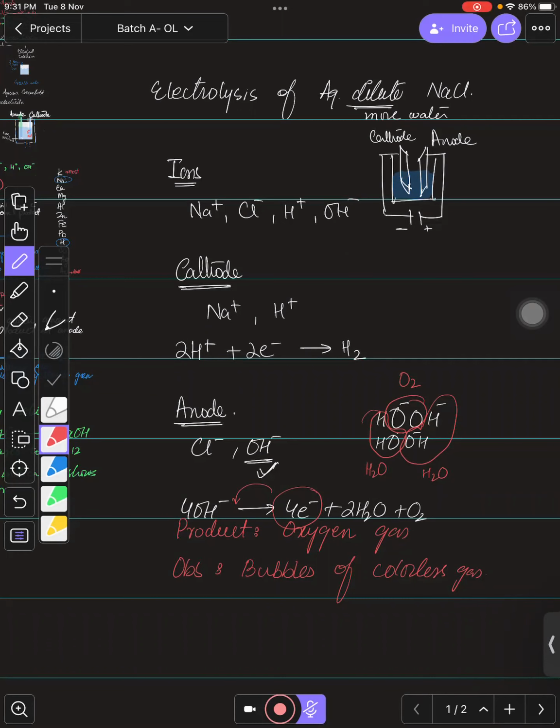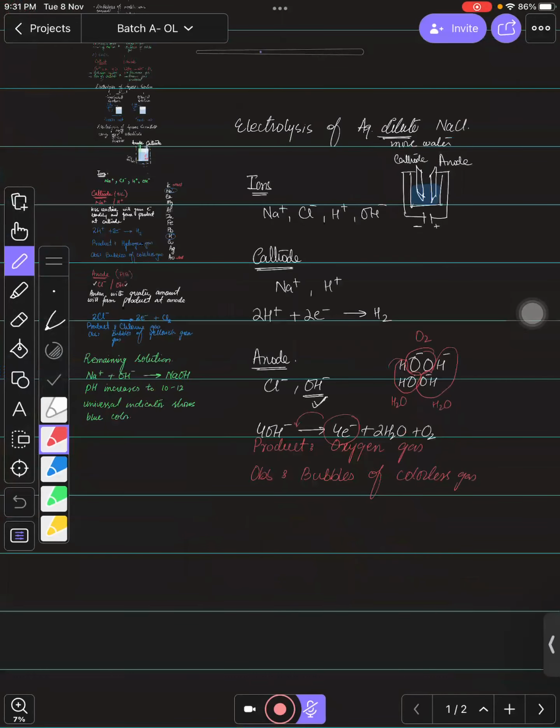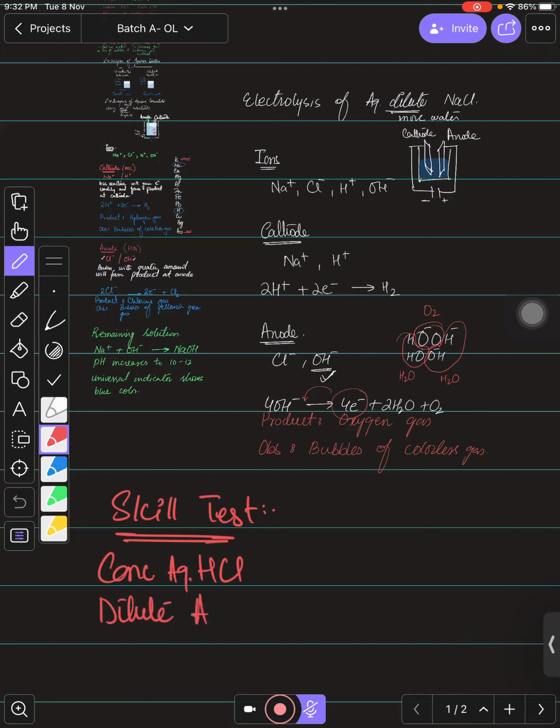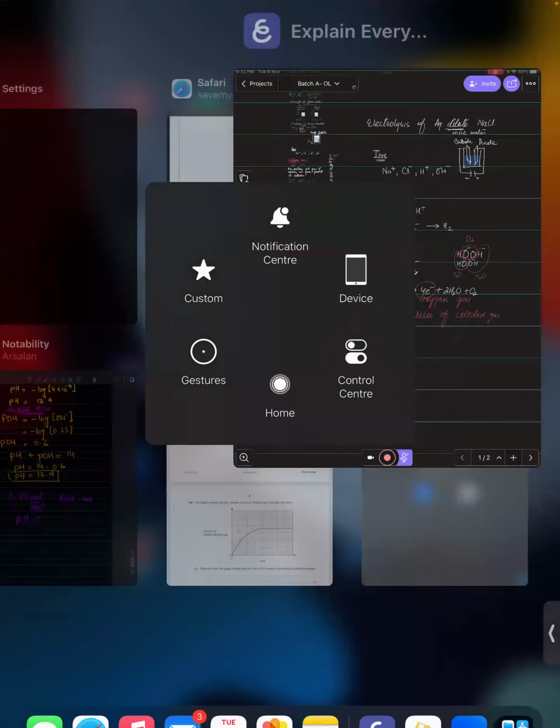So let's have one example now. This is the time for a skill test. Just start. Show me your skills. For example, you have concentrated aqueous HCl and you have dilute aqueous HCl. What are the products at the cathode and anode, and what are the observations at the cathode and anode? What are the reactions at the cathode and anode? What are the remaining solutions, right? Just do it quickly and send me your answer so I can check whether you are getting the things or not.